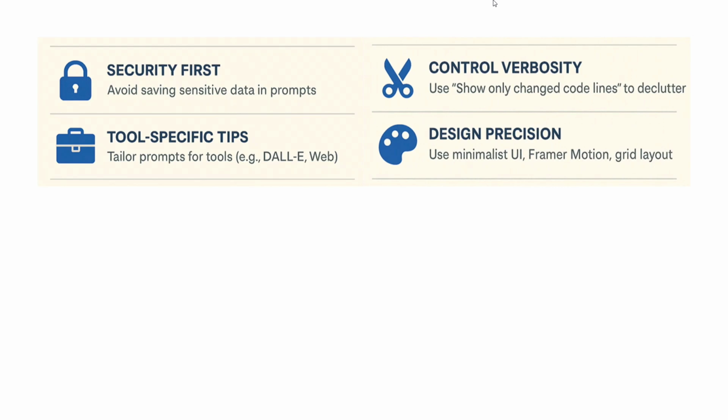Control verbosity: show only changed code lines to declutter. At times, if you don't mention it, for example, you uploaded a Python file and asked it to update, it would give you back the entire updated Python file. But at times, this file would be huge. In that case, ask it to show only the changed code, or you can even ask it to add a comment wherever changes have been made. Talking about design precision: use minimalist UI, frame motion, grid layout for outputs of images.